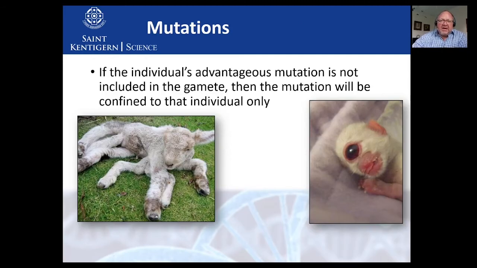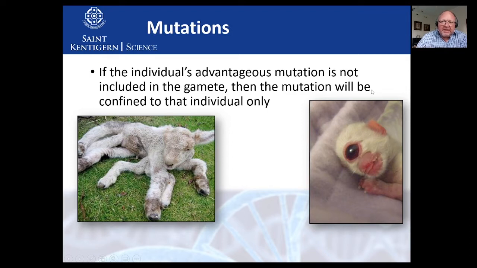Now, unfortunately, some mutations can be harmful. These little spider lambs, are they called? They are most likely something like a Siamese twin that didn't separate properly, but you can see that is obviously a harmful mutation. And this is another harmful mutation of a little kitten that was born with only one eye, and you can see there are deformities in the mouth and nose as well.